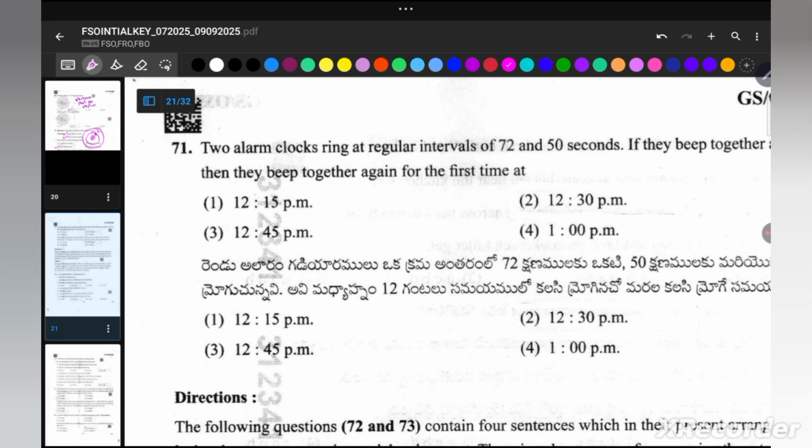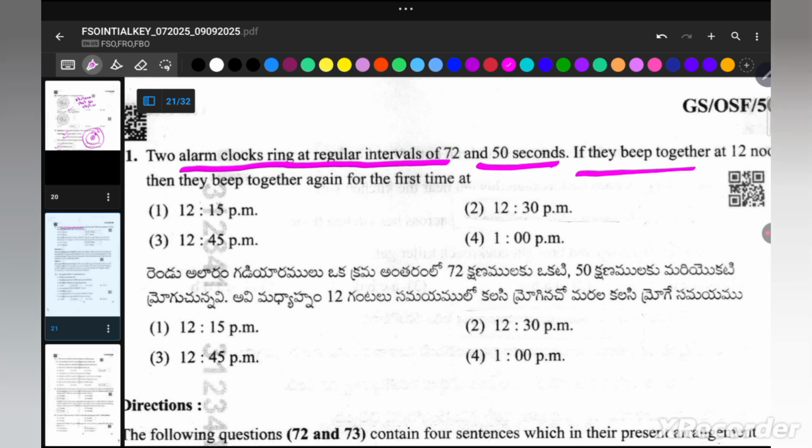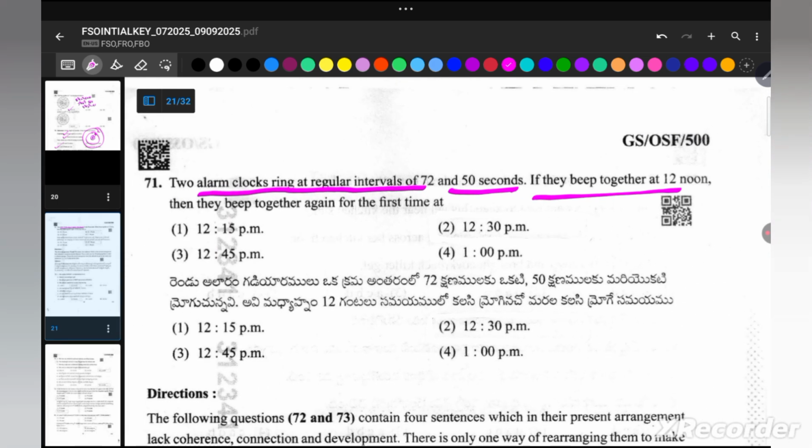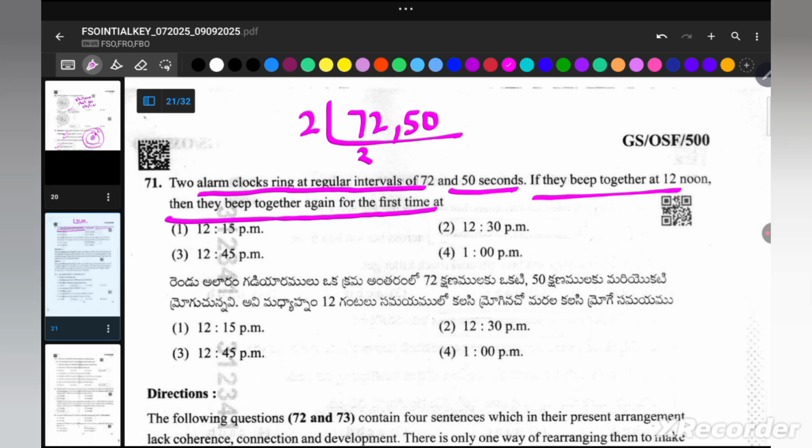Let us do this question. 2 alarm clocks ring at regular intervals of 72 and 50 seconds. If they beep together at 12 noon, then they beep together again for the first time at what time? So this is a question of LCMs. Let us find out the LCM of 72 and 50. In two tables, 36 times and 25 times, if you multiply all of this together, you'll get 1800.